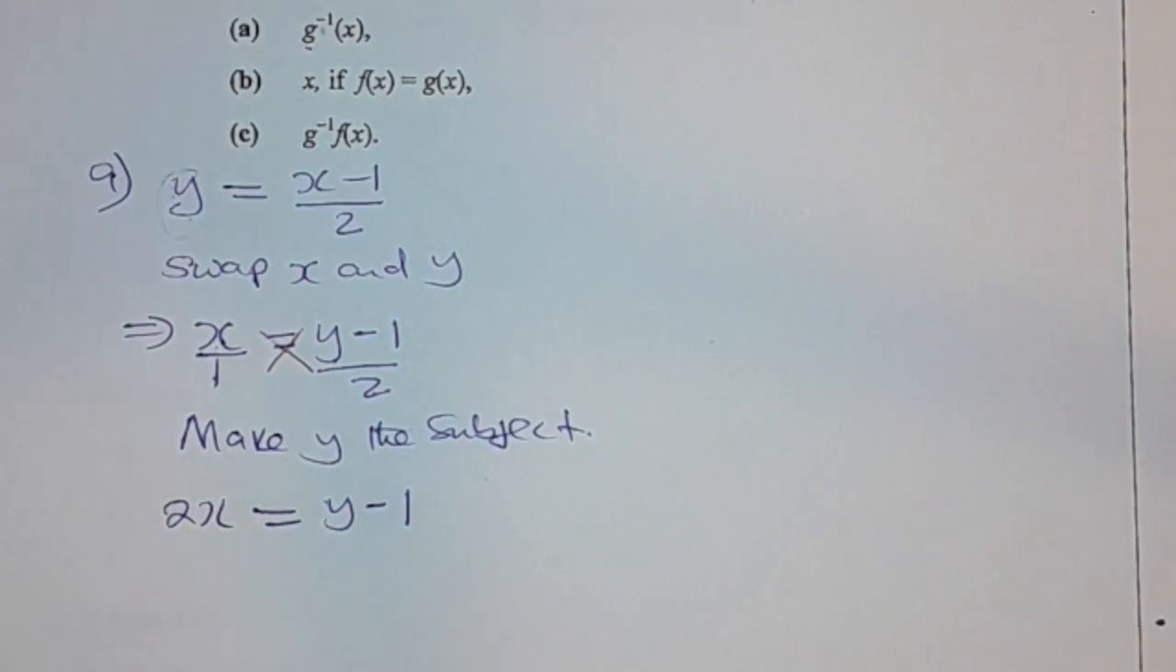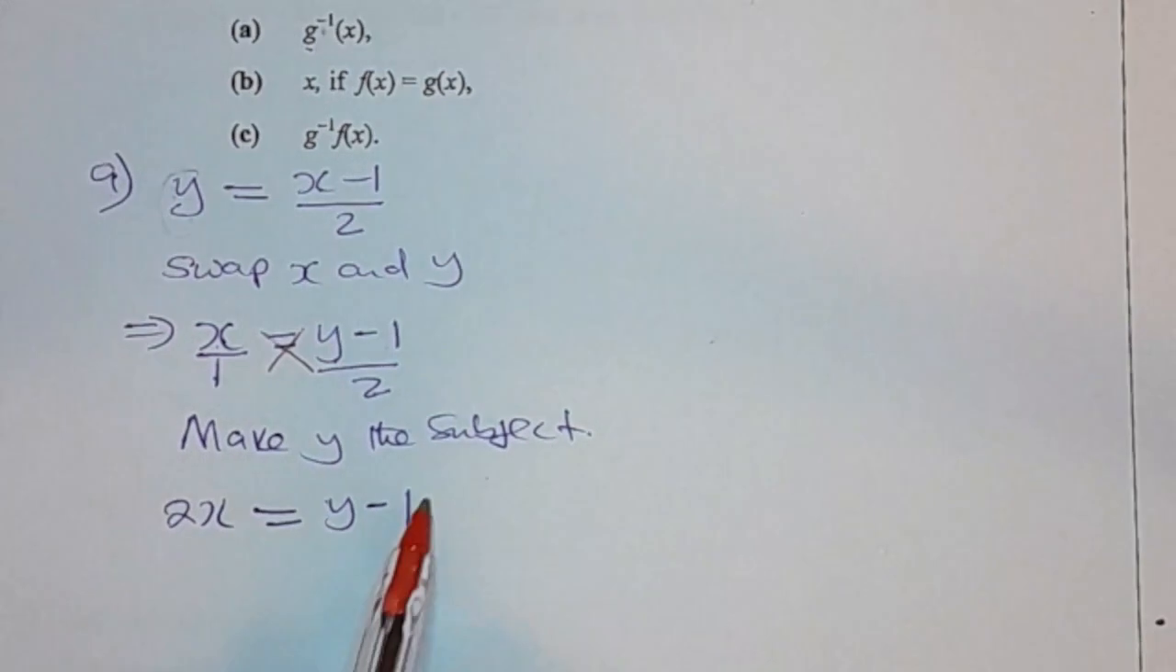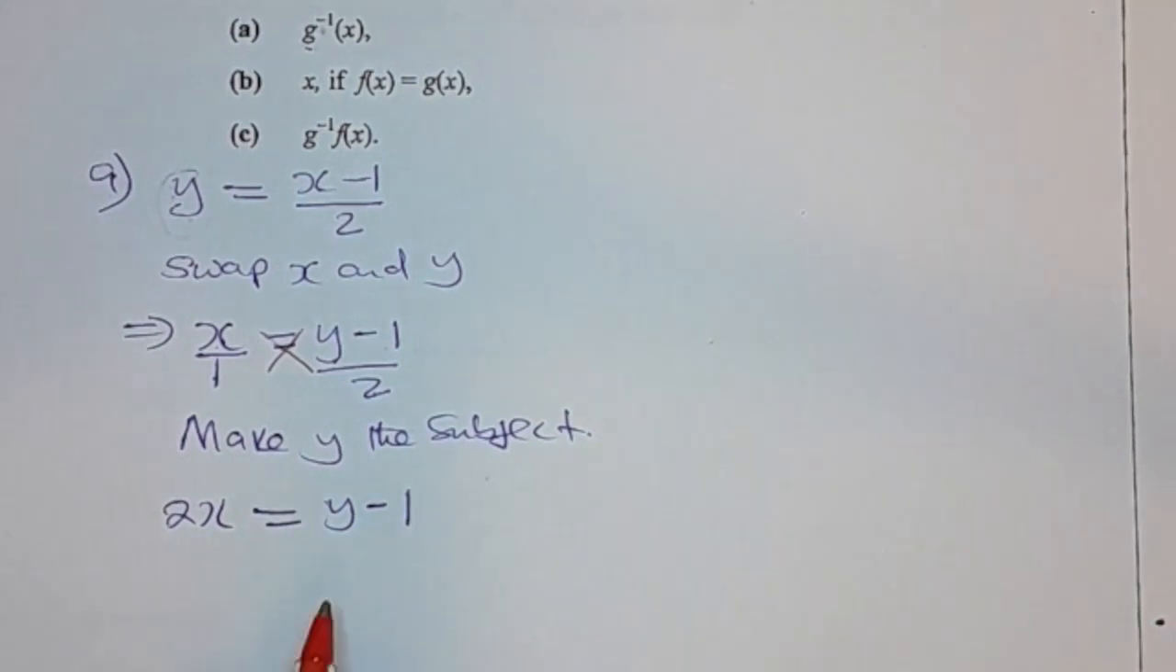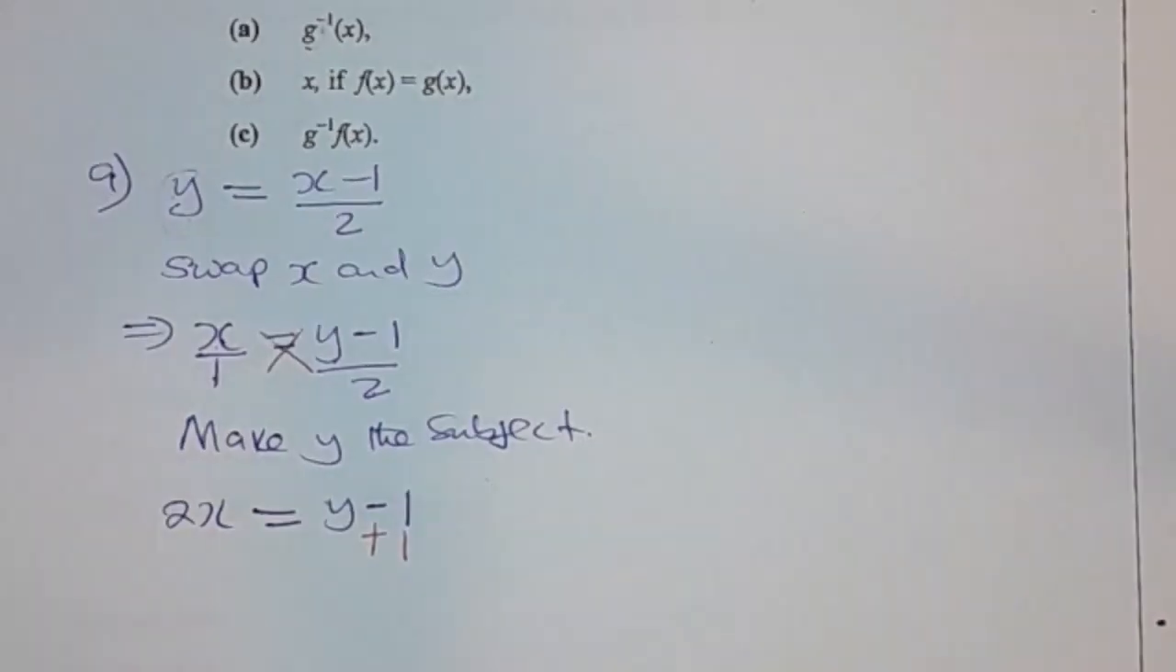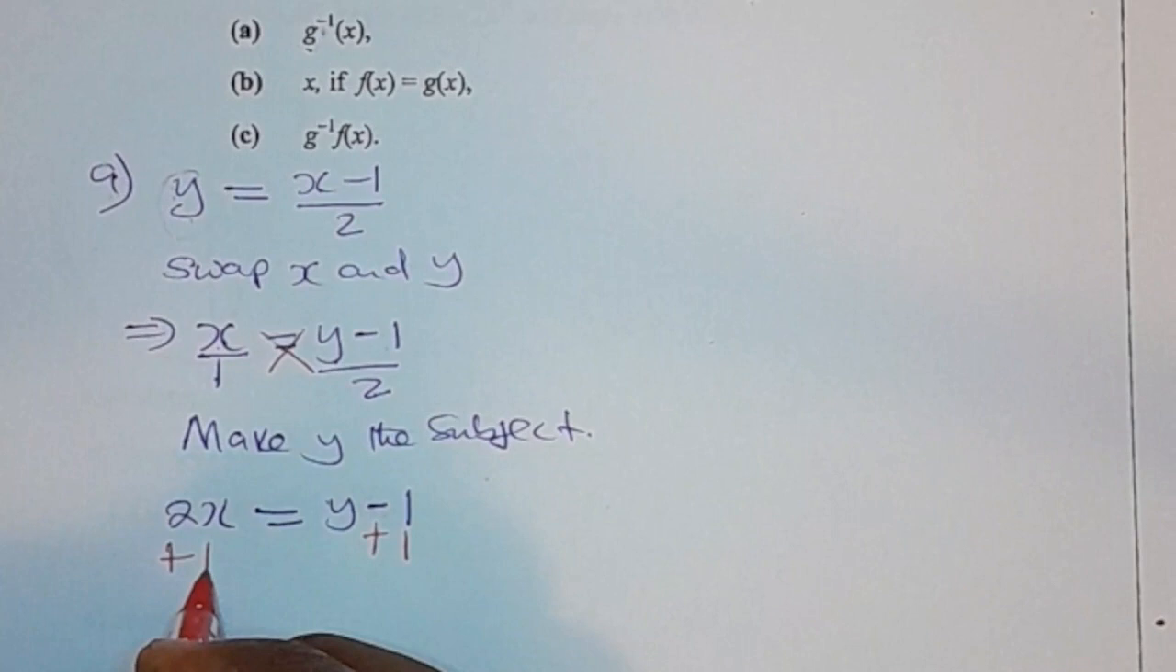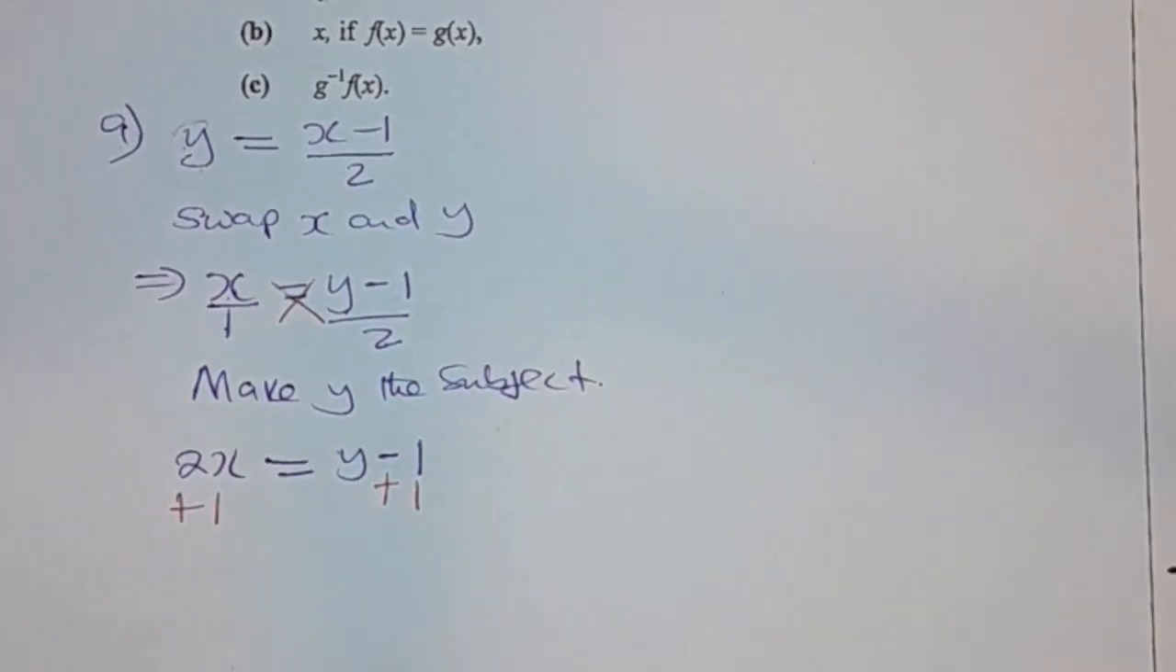Remember, your aim is to make y the subject of the formula, meaning the other term has to be removed from this side. So you have -1. How are you going to remove -1? You remove -1 by adding 1, the additive inverse, so that -1 plus 1 becomes 0. What you've done on the right-hand side of this equation, you also do on the left-hand side.